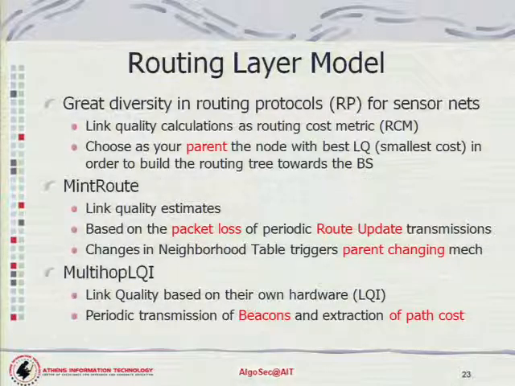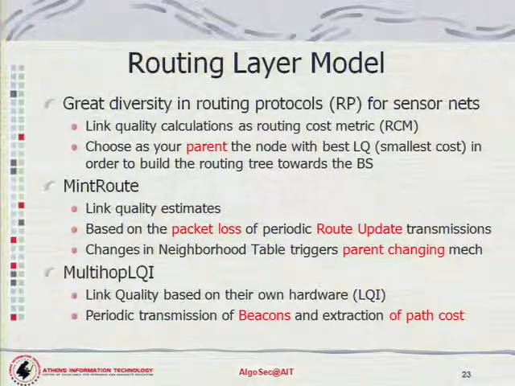Now, here I have put two examples. These are the two most widely used routing protocols in sensor networks these days. Even in very heavy network applications, like smart homes and smart cities, these are the protocols that they are using. So we have MintRoute and multi-hop LQI. The first one, MintRoute, uses link quality estimates, again, as the routing cost metric. These calculations are based on the packet error rate.